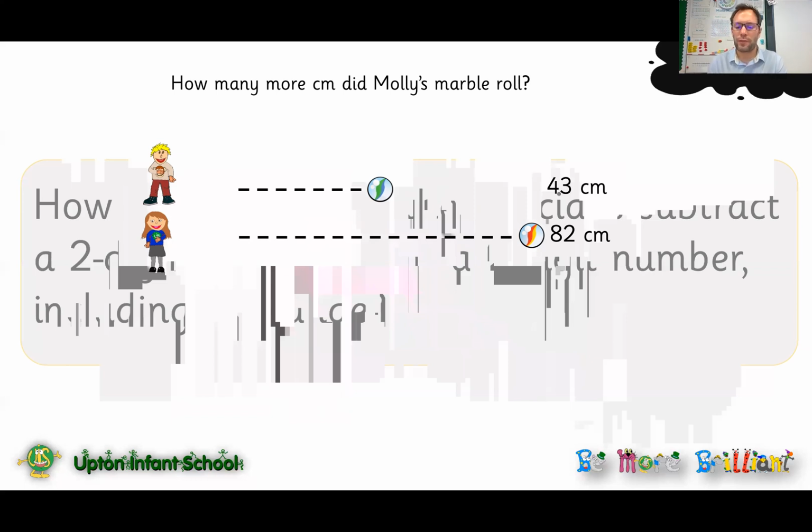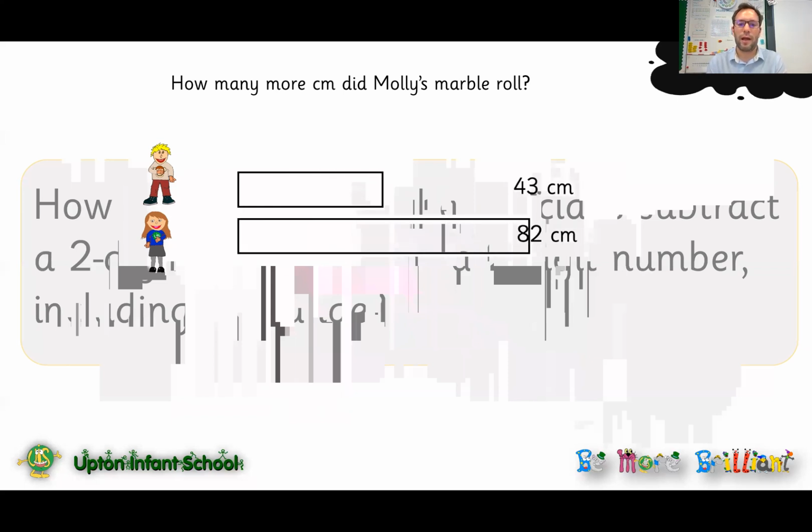Now, I'm going to draw this out as a bar. So let's look at Wilf's one. I can turn that into a bar. Let's look at Molly's one. Let's turn that into a bar. And Wilf's one is 43 centimeters long. Molly's one is 82 centimeters long. How much more did Molly's marble roll? Well, it's that gap there, that mystery gap. That will tell us how much further Molly's rolled. So that is the difference between those 2 lengths.